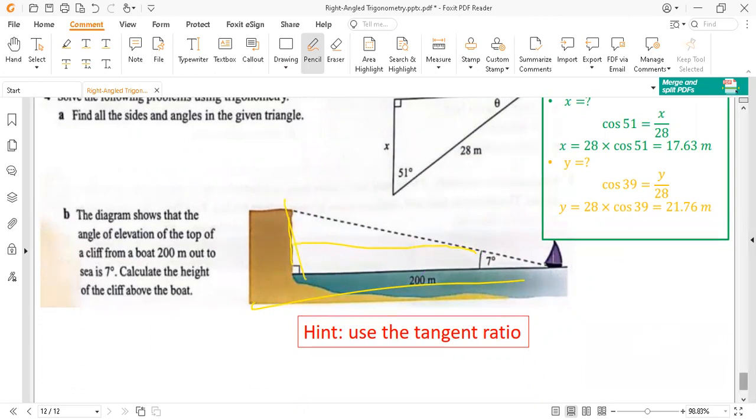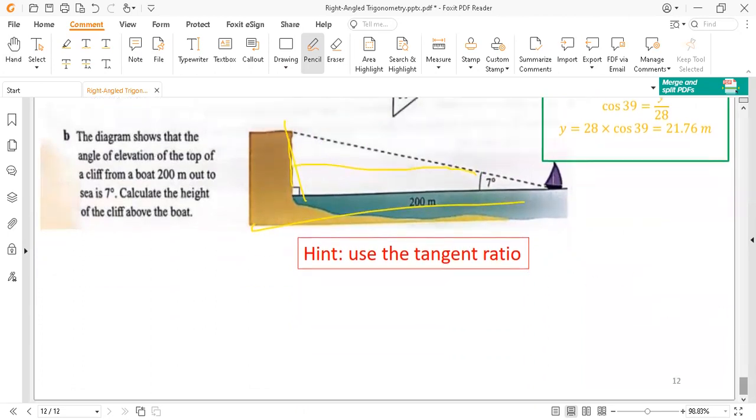So these are important ideas about the right angle triangle, all about the Pythagorean theorem, trigonometry ratios, and how to use these trigonometry ratios to find sides and angles in any right angle triangle.